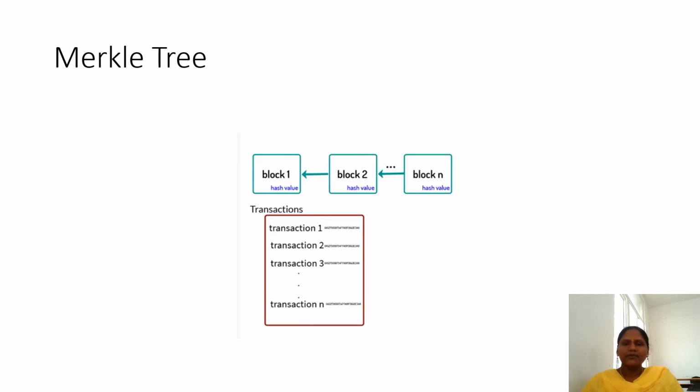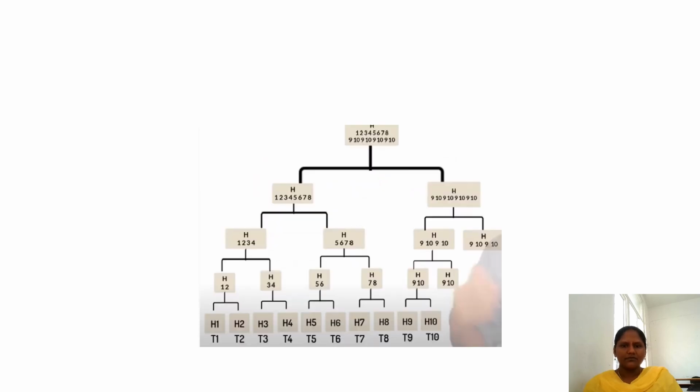So here in block 1, say for example, you have n transactions. For each transaction you are going to have a hash value, and for the entire set of transactions we are going to maintain one hash value. I will show you in the further slide how to generate a single hash value for the block. So here we can understand how we can generate a single hash value for a block.